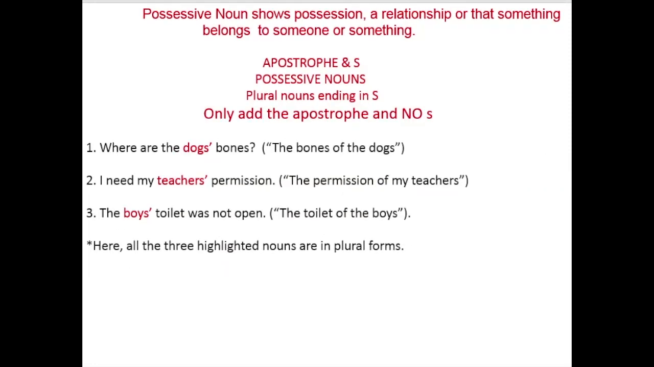So, where you have a plural noun ending in S, apostrophe and S should not be written. Okay. So here again in this slide we have three sentences. First one. Where are the dogs' bones? Here dogs is in plural form and it ends with S. So after the S, we have to add the apostrophe, the bones of the dogs. So dogs' bones tells you that the bones belong to the dogs. I need my teachers' permission. Teachers is in plural form, so the apostrophe should be after the S. My teachers' permission tells you that it is the permission of my teachers.